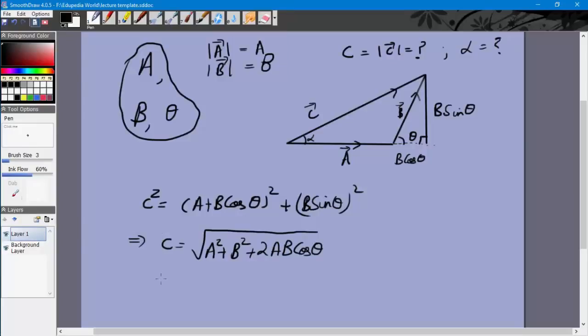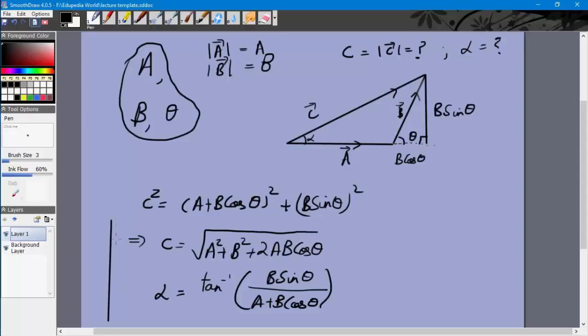So this is the magnitude. What is the angle alpha? We can actually calculate that easily too. In this right angle triangle, tan alpha will be perpendicular by base. Perpendicular is B sine theta. So alpha is the tan inverse of B sine theta by A plus B cos theta. And this is it. This is the final solution.